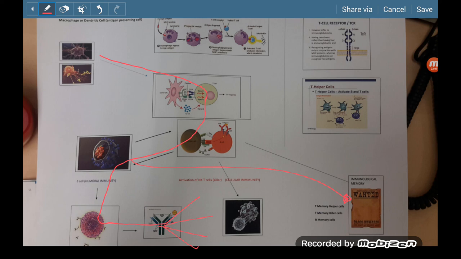The other side of it is the cytotoxic or cellular immune system, which deals with cells that have been infected by viruses, which I deal with on another recording.